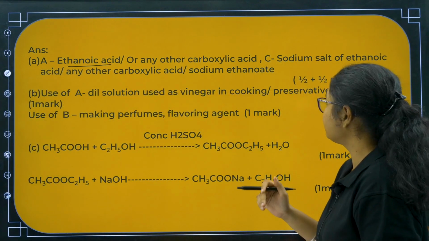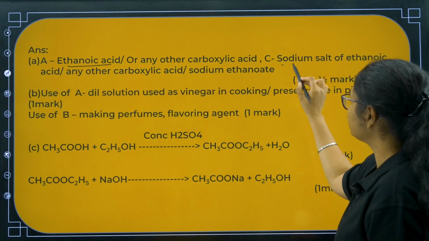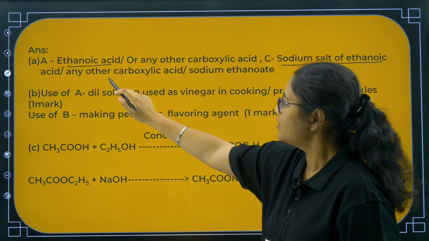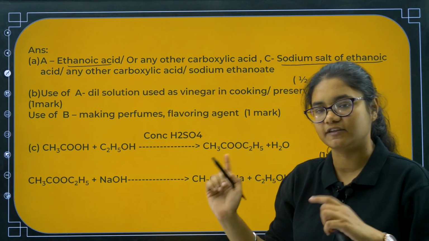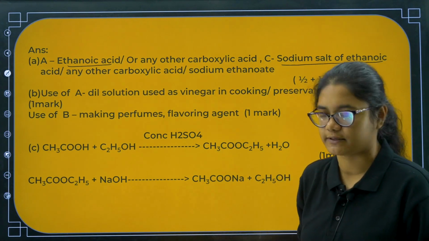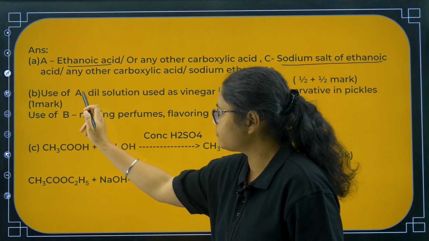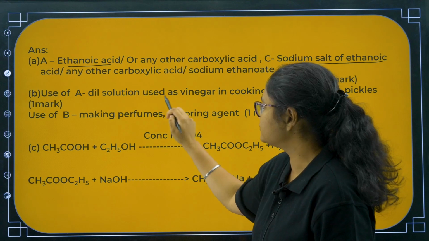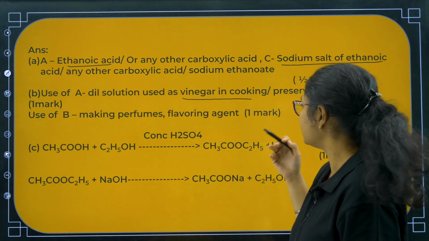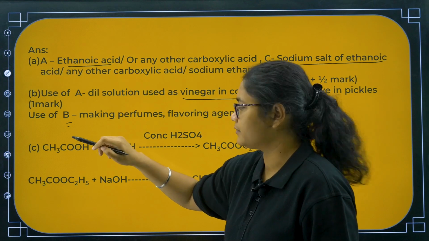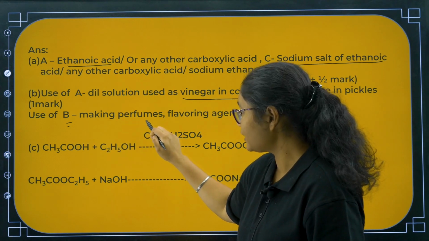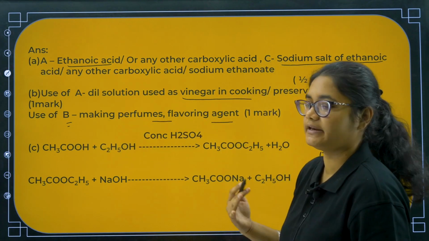Now see, if you have taken ethanoic acid, here it will be the sodium salt of ethanoic acid, or any other carboxylic acid whichever you have taken. I told you C will depend on what A you have chosen. But yes, next, the use of A, that is your ethanoic acid. It is used in vinegar and in other cooking. Okay. Next, the use of B, that is ester. It is used in making perfumes and flavoring agents.